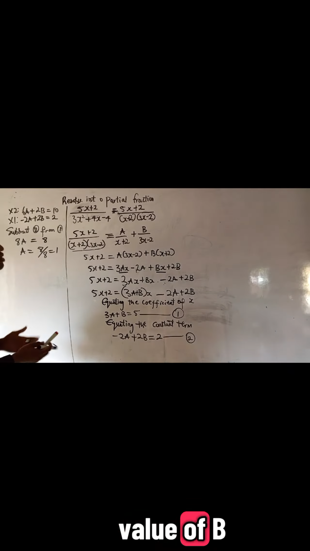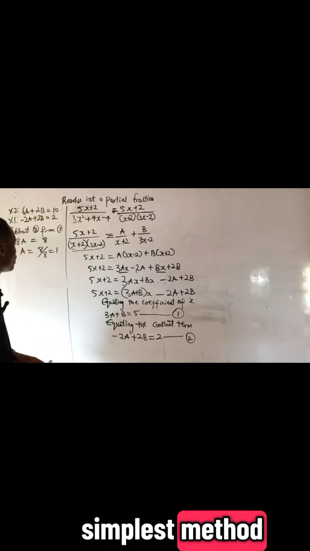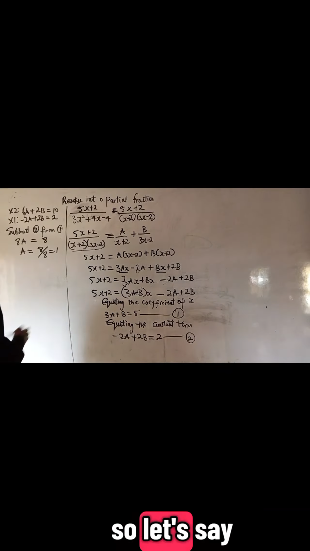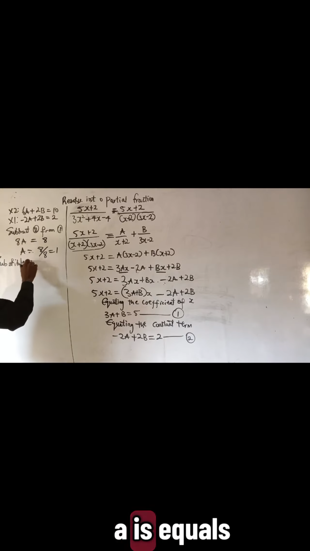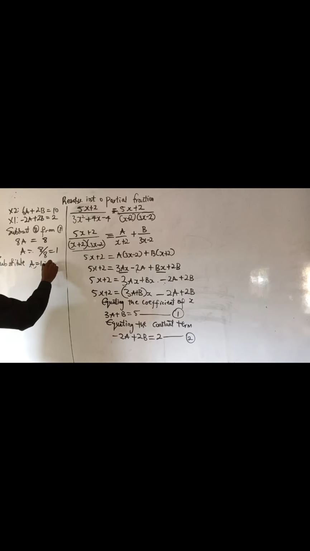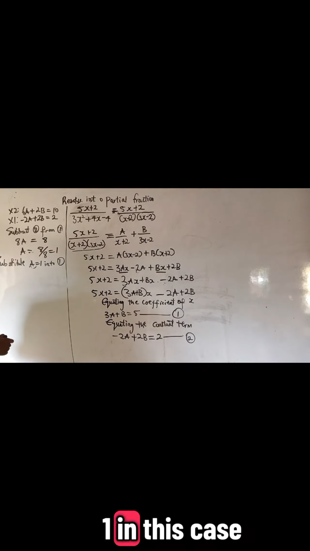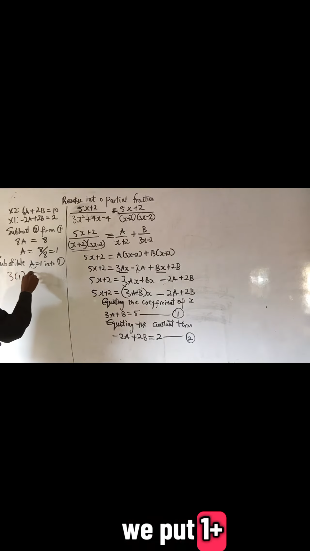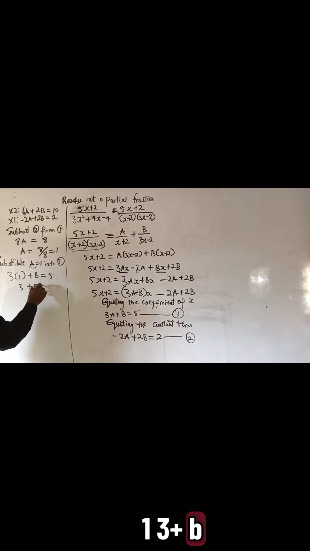Now, how do we get the value of B? There are so many methods also. But in this case, let's use the substitution method, the simplest method. So you can substitute 1 into either equation 1 or equation 2. So let's say we substitute A equals 1 into equation 1. That is equation 1 in this case. So now I have 3, in place of A we put 1, plus B equals 5. So 3 plus B equals 5.